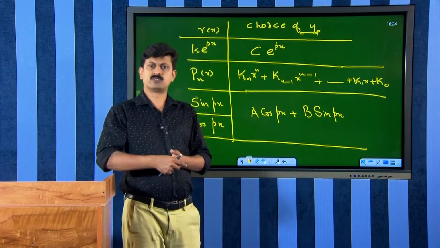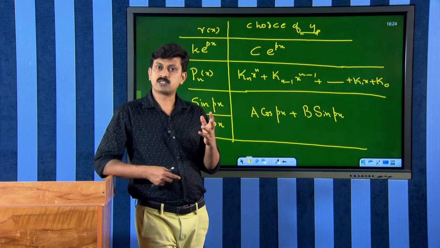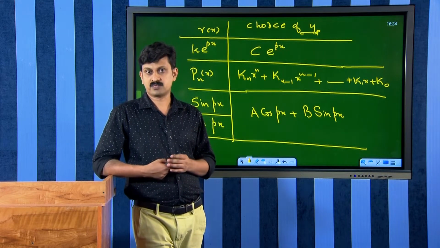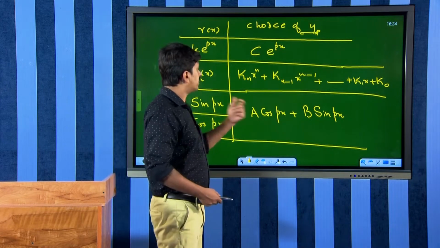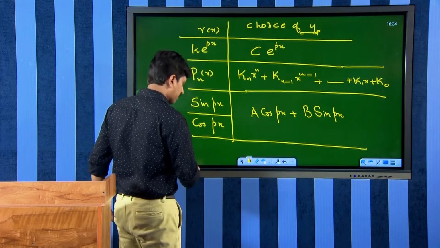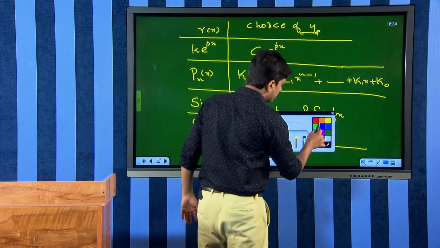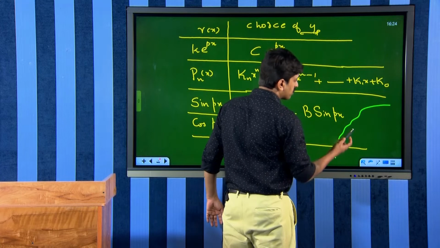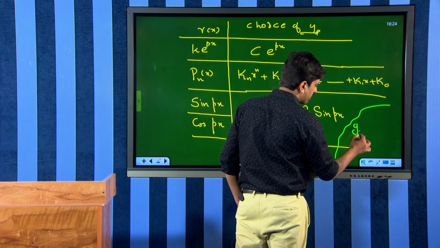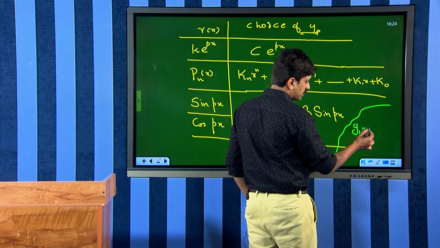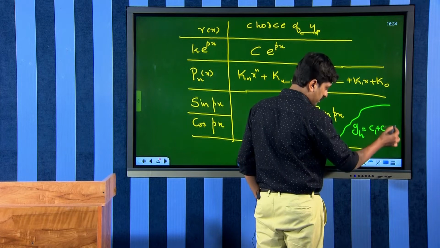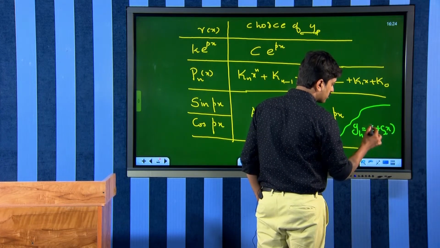Maybe the auxiliary or characteristic equation has a double root. Dear students, if it is a double root, then the general solution y h can be written as c1 plus c2 x times e raised to p x.